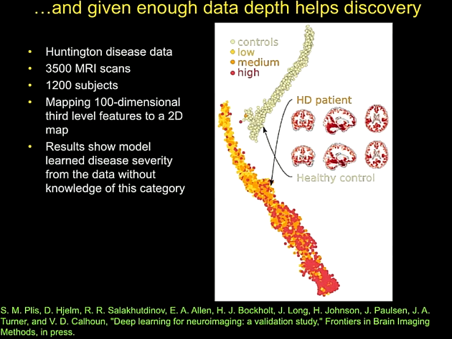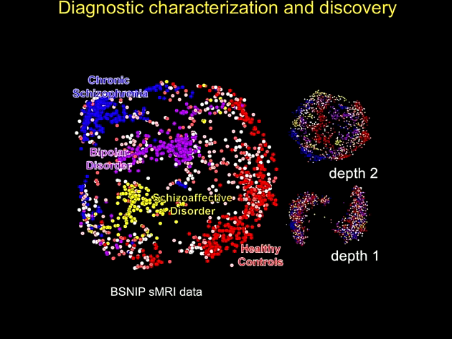So this was interesting to us because the model actually knew nothing about disease severity. It just learned that from the data. When we color-coded it post hoc, we saw that it had learned this information. That's not always going to happen, but the idea is that hopefully this is extracting useful information from the data that we can utilize. And we've done this also for sort of a complex class of psychiatric disorders.